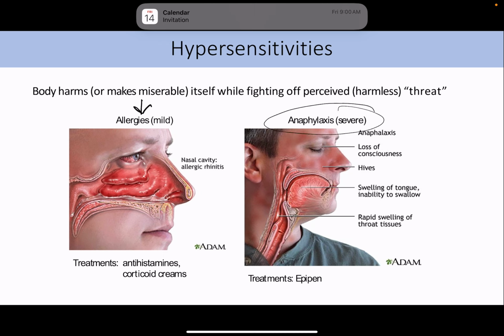But anaphylaxis is a much more severe response in which you can have swelling of the tongue, and it might be hard to swallow, maybe hard to breathe, because you can get swelling of your throat tissues and you can't get air ventilation to occur. It can cause hives, can cause loss of consciousness due to the lack of airflow. And so anaphylaxis is a much more severe response than just allergies. And that's when you might need an EpiPen or something like that to help with those symptoms in an emergency situation.